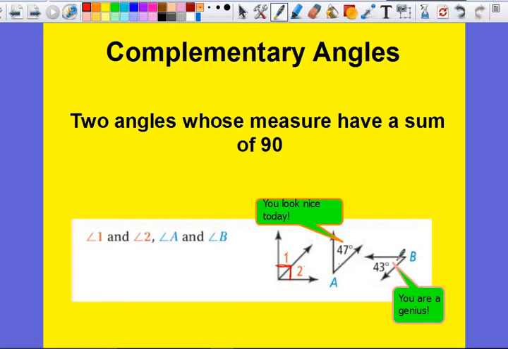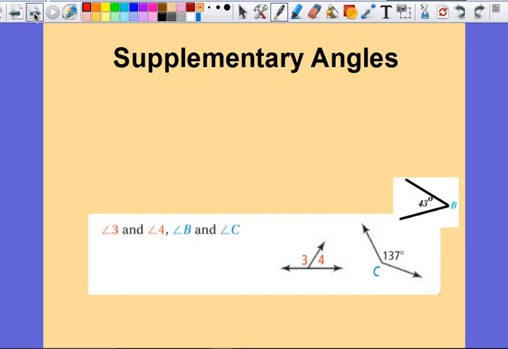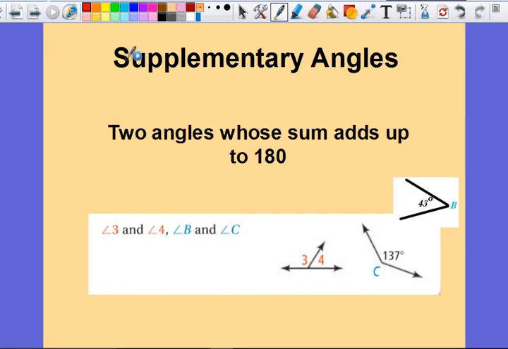I'm going to give you a little bit of a trick that's going to help you with this after we talk about supplementary angles, all right? So supplementary angles are like complementary angles, except these are two angles whose sum adds up to 180 degrees. So the difference is complementary is 90, supplementary is 180. Now, 3 and 4. This is one that a lot of people need to pay attention to because we talked about this in the last section. These two angles make a straight angle, right? If two angles form a straight line, they add up to 180, therefore they are supplementary angles. And then B and C, 137 plus 43 would equal 180.